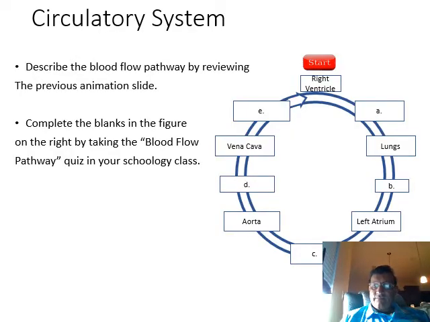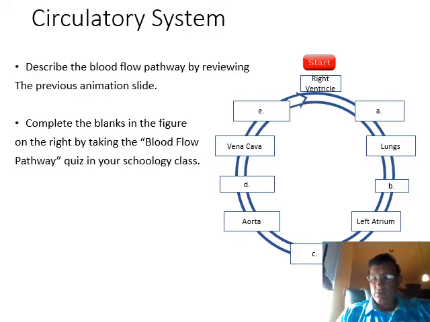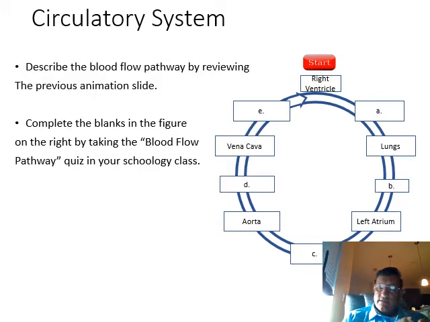In this slide, I've made the blood flow represented by a circle, because it is a circle, it's a cycle, it's a closed system. I started off with the right ventricle. So you have to look at the previous slide to see the right ventricle. That's where the red little circles start. And then I want to know what's the next structure that comes after the right ventricle, and it's all labeled.